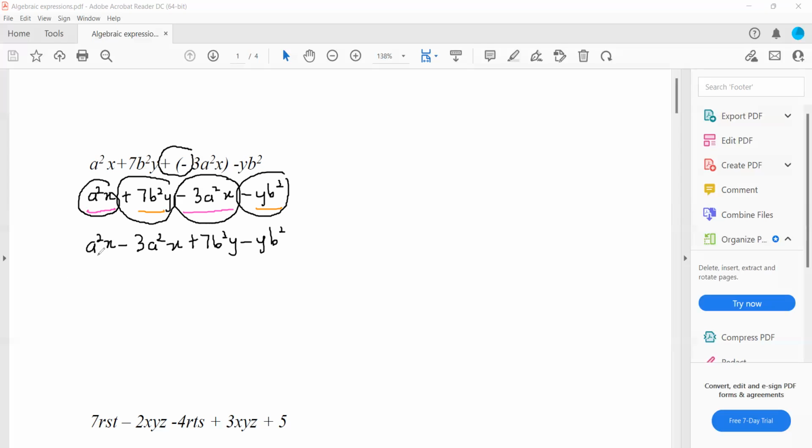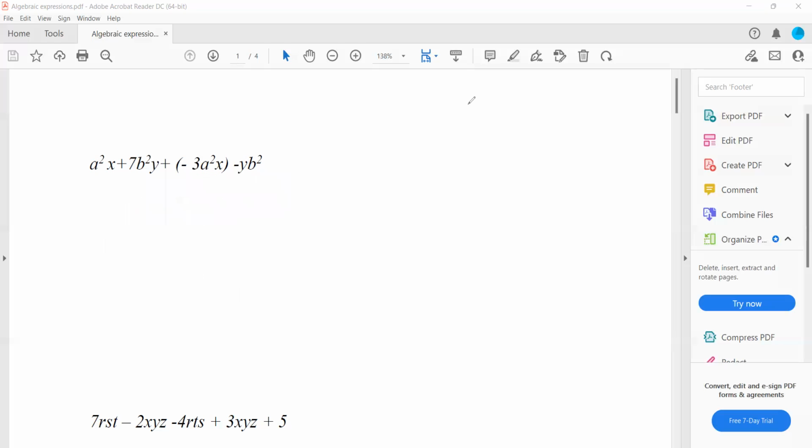To solve, a square x, the coefficient is 1, and here is minus 3. So 1 minus 3 is equal to minus 2a square x. And then the third and fourth terms here, 7 minus 1, so we will be left with 6b square y. So this is the solution for question 1. All right, let's move on to our next question.